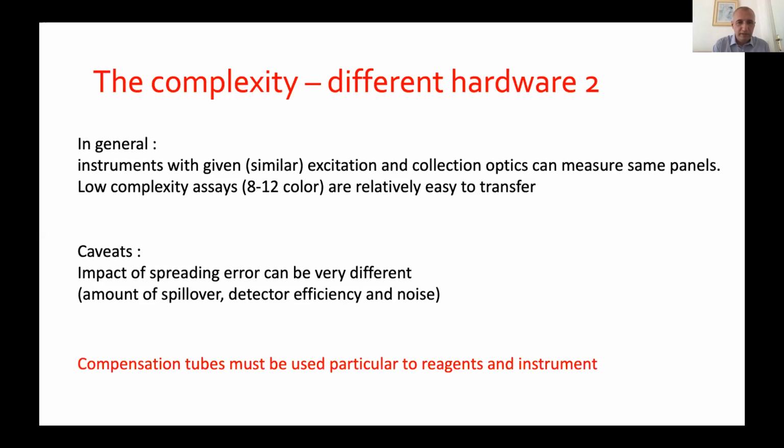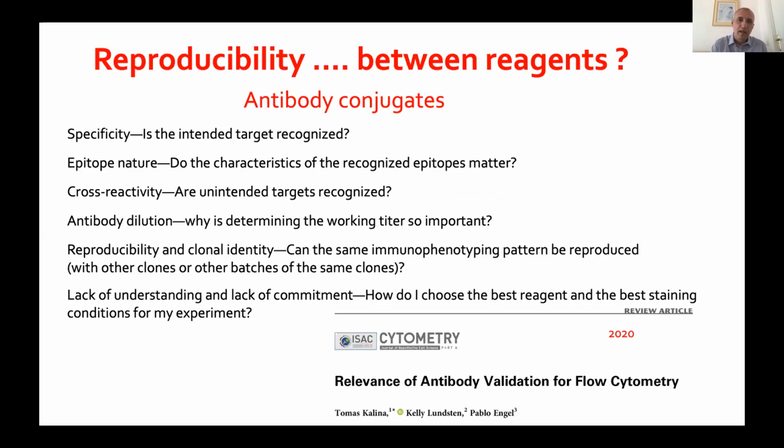So compensation tubes must always be used that are particular to the reagents and instruments. And now we move to a slightly different topic, and that is the antibody validation and reproducibility of measurements that are coming from the antibodies.